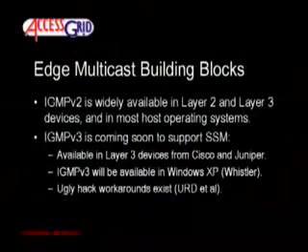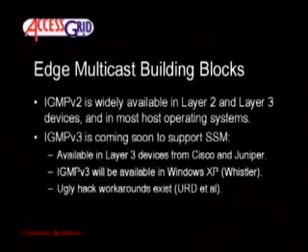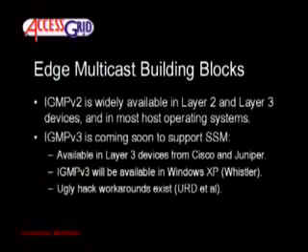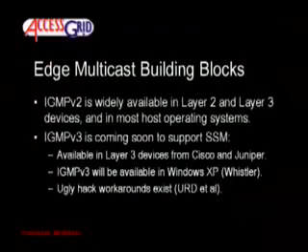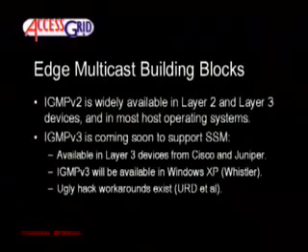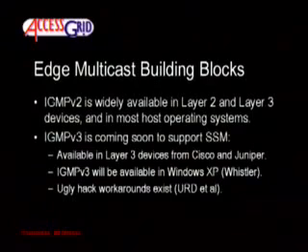Edge multicast building blocks. IGMP v2 is widely available in layer 2 IGMP snooping switches, and layer 3 devices like routers and hosts. And IGMP v2 is widely available in most host operating systems. It's in the box from Windows 95 on. It's in all the BSDs, of course. It's in Linux, name your operating system, Solaris, Irix, whatever. IGMP v2 is there. It's been there for a long time. It just works. IGMP v3 is coming soon. It's not quite there yet.